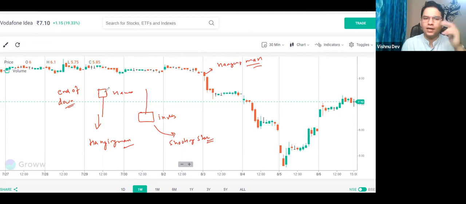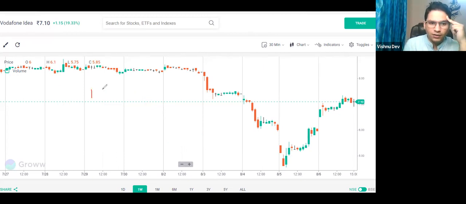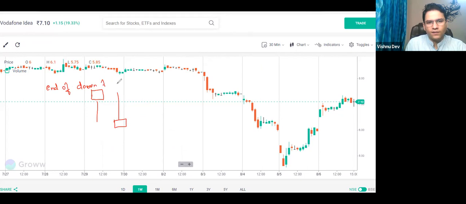I'm just saying that when we talk about hammer or inverted hammer, this is the shape of the candlestick. If this shape is observed at the end of a downtrend, then it is called a hammer, or this is your inverted hammer.